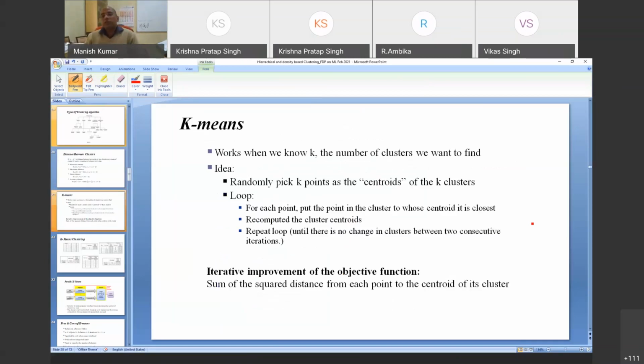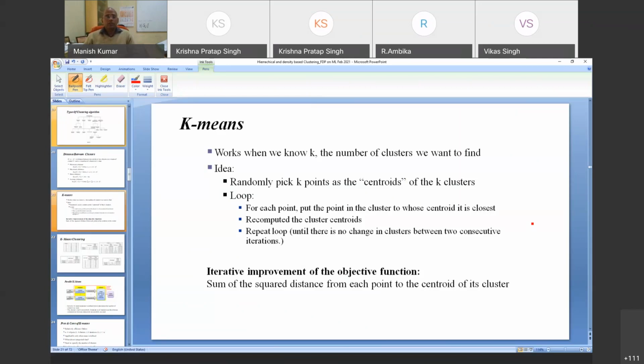I'm just going for the first algorithm, which is a very basic and very important algorithm, what we call k-means. It works when we know k, that is, k talks about the number of clusters. Okay. The idea involved is that you randomly pick k points as the centroids of the k clusters.